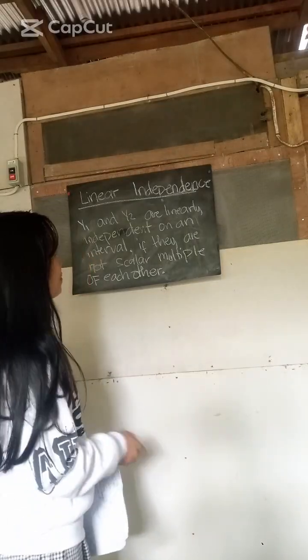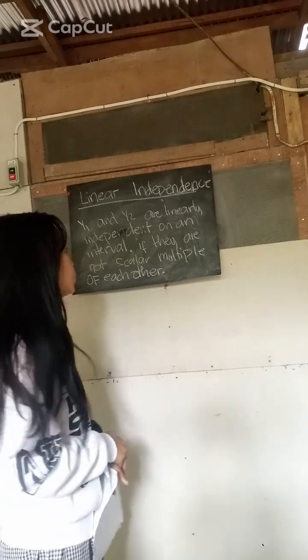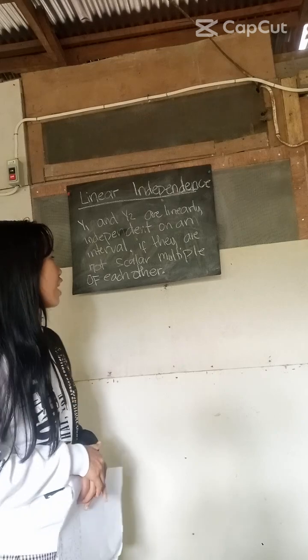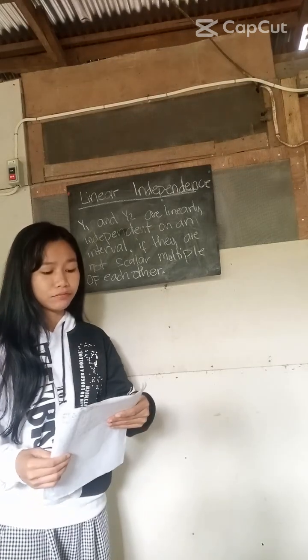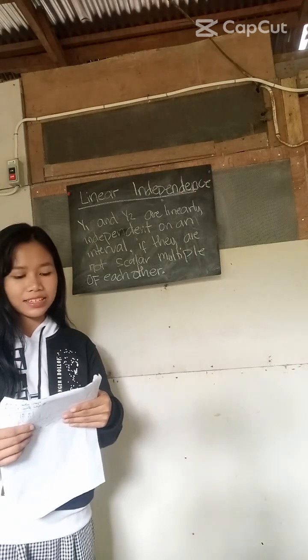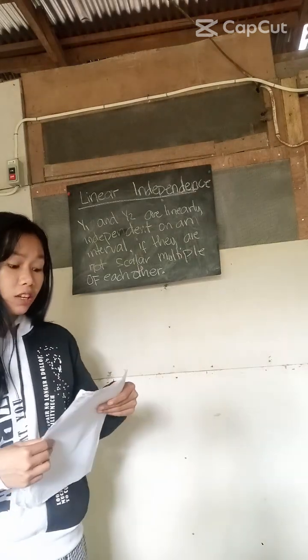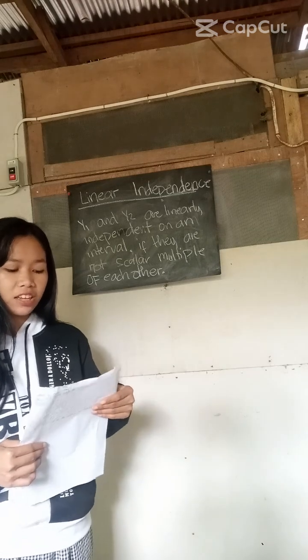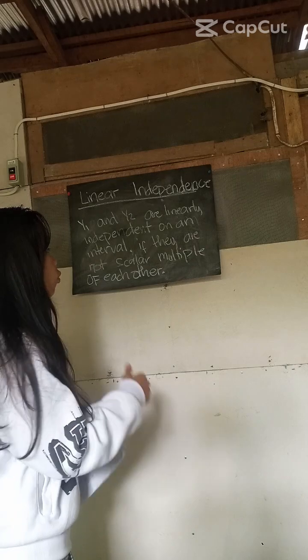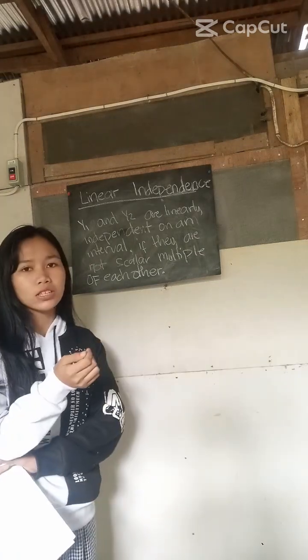In the context of linear independence, y1 and y2 are linearly independent on an interval if they are not scalar multiples of each other. Now in two dimensions, with two different functions, linear independence is a little simple. It is just that one is not a scalar multiple of the other. In that case, y1 would just be a multiple of y2.